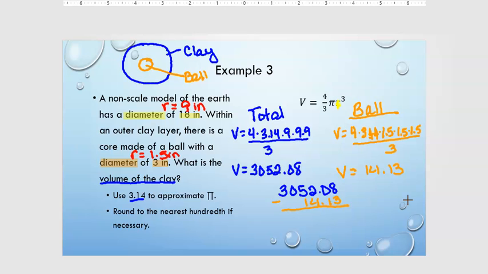Excuse me, Miss Germany's got to use the calculator. All right, when I do that, and yes, I would expect you guys to use a calculator here too, I find that the volume of the clay is going to equal 3,037.95. Now units, these are all in inches, so inches cubed. Now double check your rounding rule, nearest hundredth, and hopefully you remember hundredths means 2 decimal places, so we've already got it to the nearest hundredth, so we are good to go.